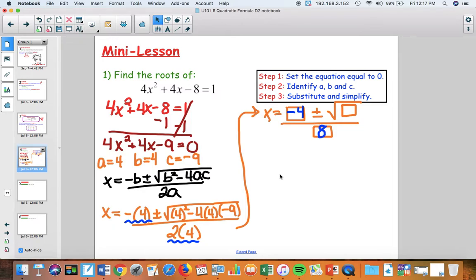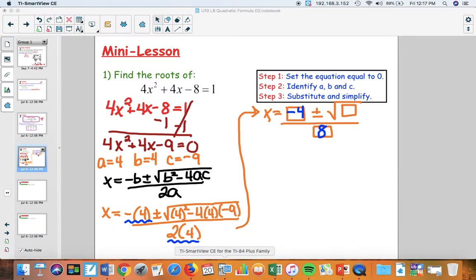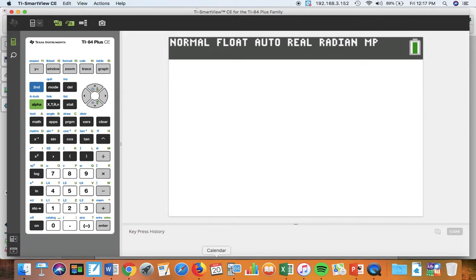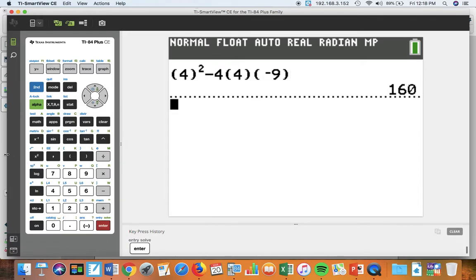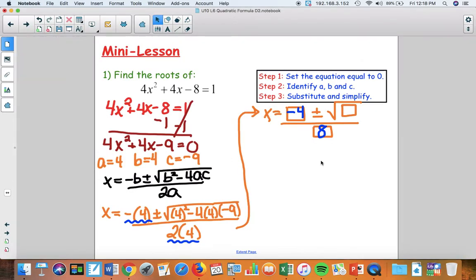Now let's find the number underneath the radical. To do that, you go to your calculator and you only type in what's under the radical. Do not type the radical in your calculator. So we have 4 squared minus 4 times a times c. And that gives us 160. So 160 goes underneath the radical.